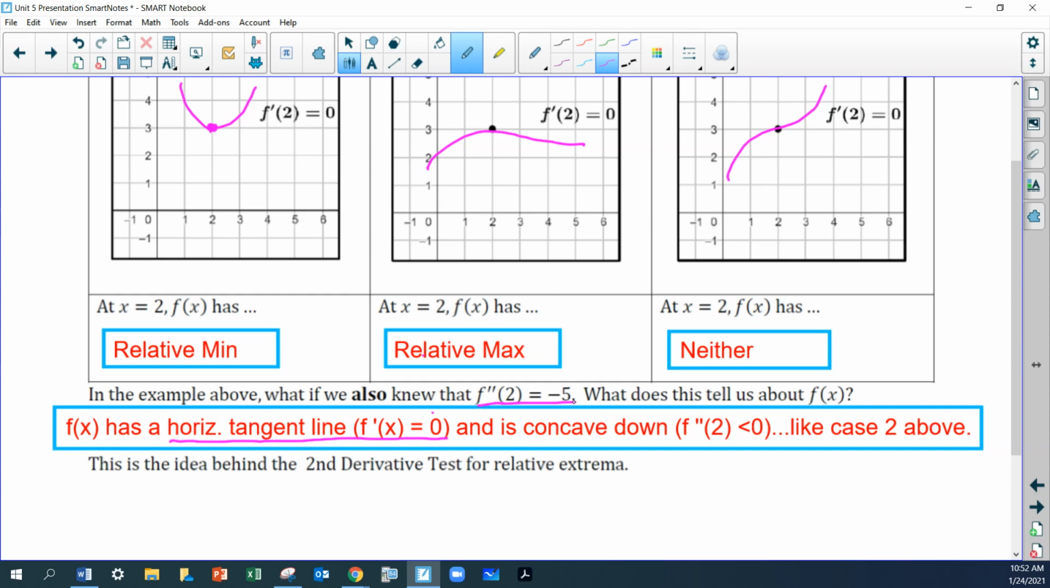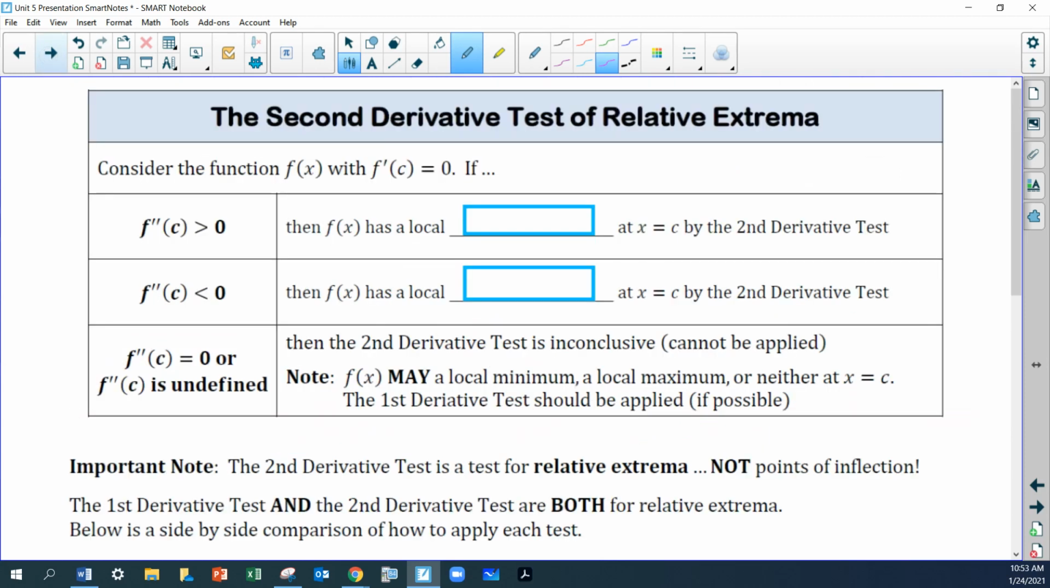And if I was given information, or I could discern information about the second derivative, I'd be able to know its concavity. And in this case, I would have case number 2. And I'd have a relative max then at x equals 2. This is the idea behind the second derivative test.